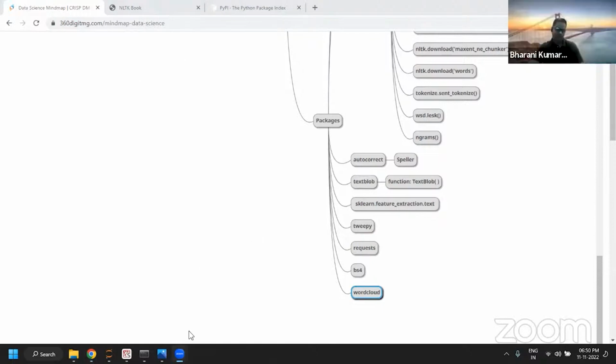Yeah, Sharath, absolutely. So while I understand that there are a lot of libraries and we have a lot of hyperparameters within each and every library, would you like to throw some light on the topic modeling techniques that we have? Okay, sure, Bharani.